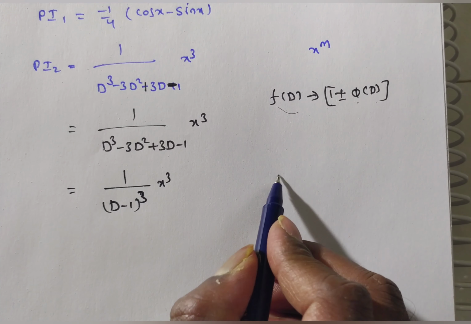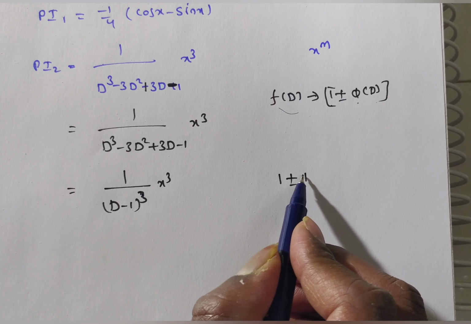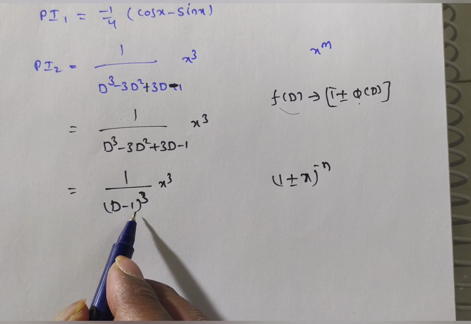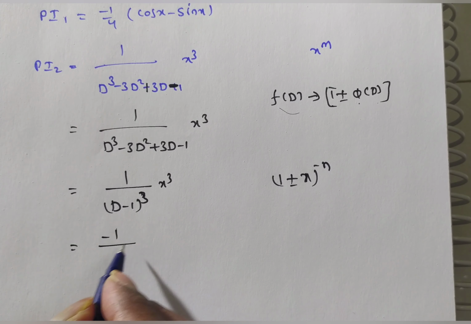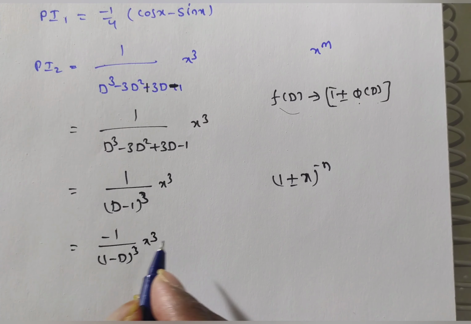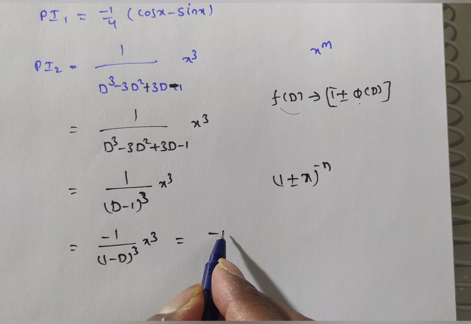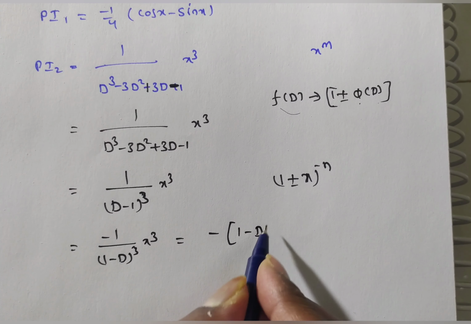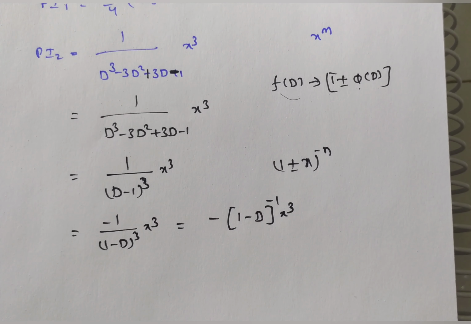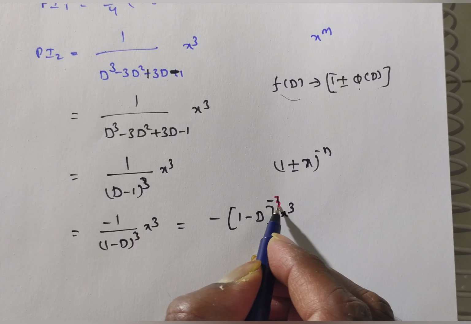But binomial expansion we can apply for (1 plus x) whole to the power of minus n only. So here you can take minus 1 as common, then you will have minus 1 by (1 minus D) into (1 minus D) whole cube into x cube. So this one you can write as minus of (1 minus D) whole inverse into x cube. Now you observe, this is in the form of (1 minus D) whole power minus 3.